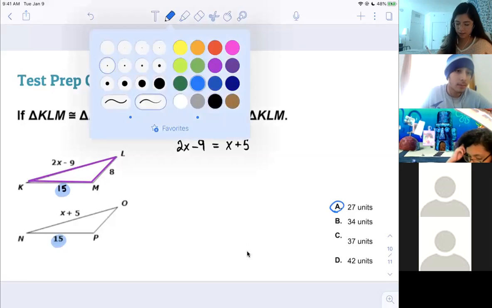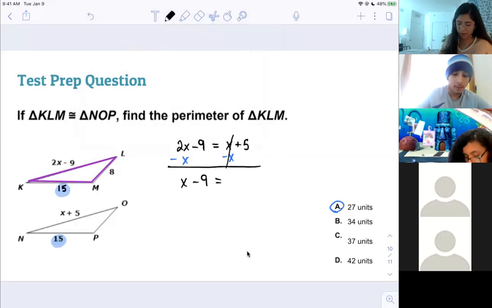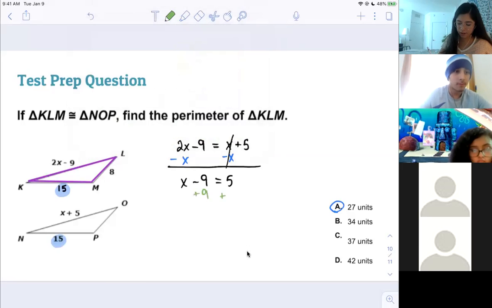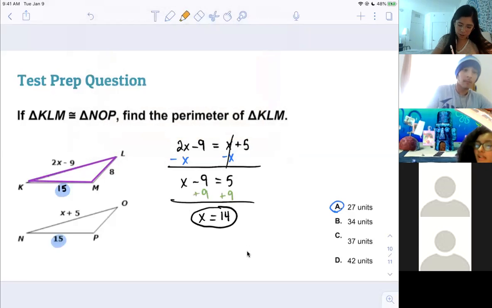I'm going to subtract x from both sides. And I get, oh wait, sorry. I get 1x, or I'm just going to write x. So x minus 9 equals 5. And then I'm going to add 9 to both sides. So I get x equals 14. 14, and then you plug it back in. Now you have to plug it back in because that's not the measurement. I need to plug that back in to the expression.